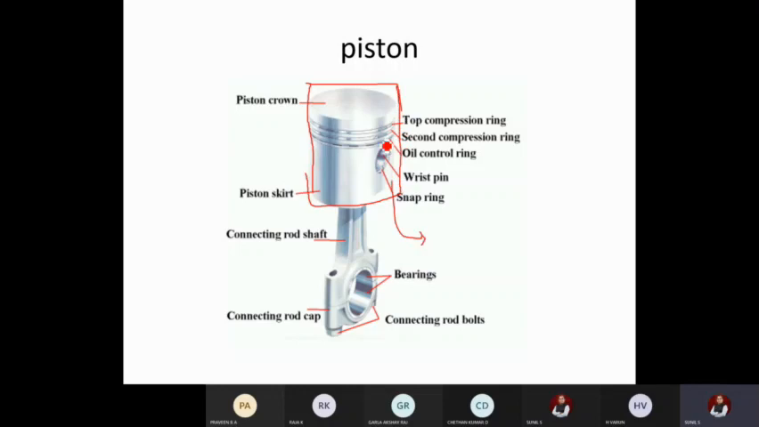Okay, the middle ring does the function of sealing the gases as well as avoiding the oil from leaking into the engine. Outside there will be lubrication oil. If it comes inside the engine, it will be burnt. In some vehicles you can see engine oil being consumed, in olden days' cars, or old trucks.